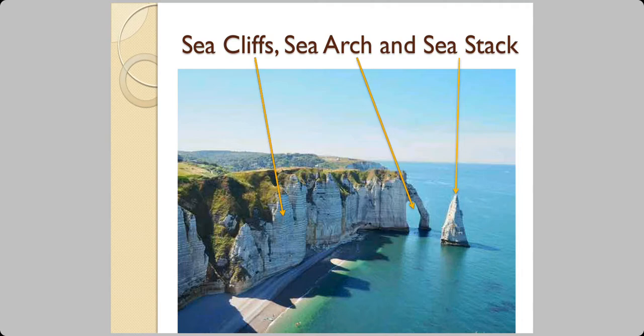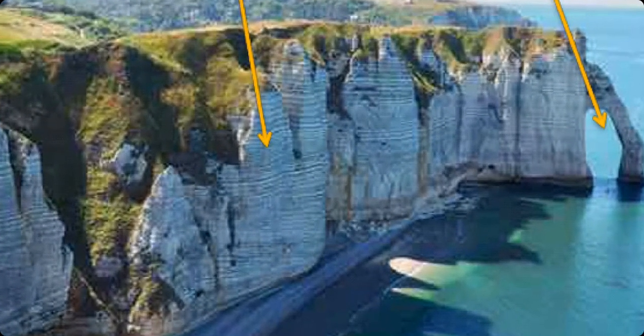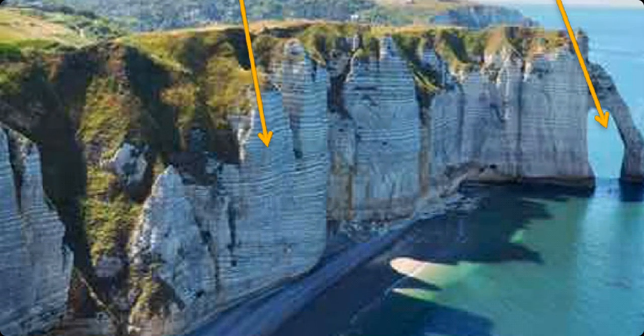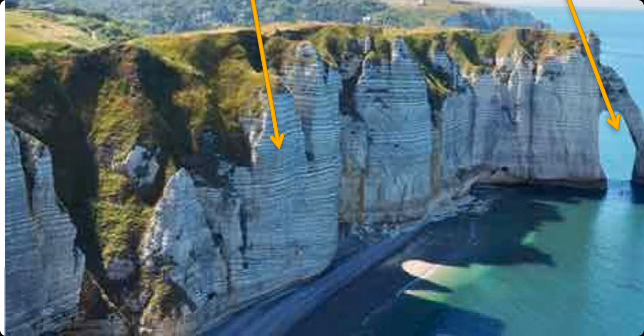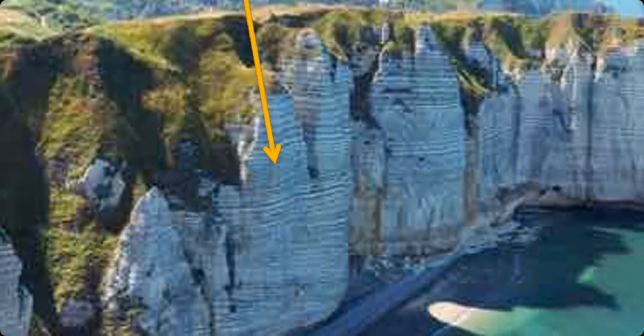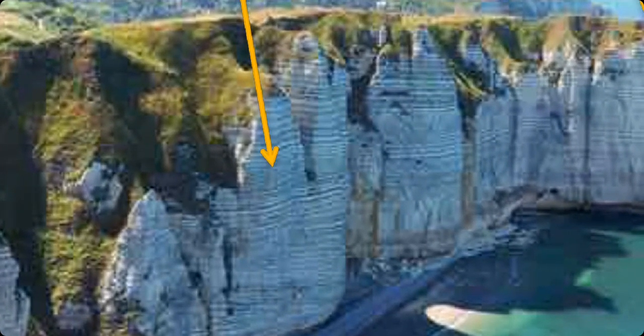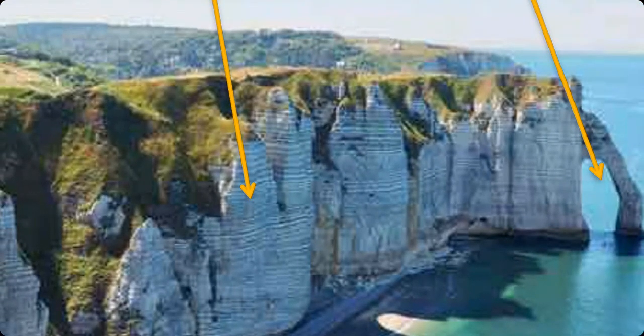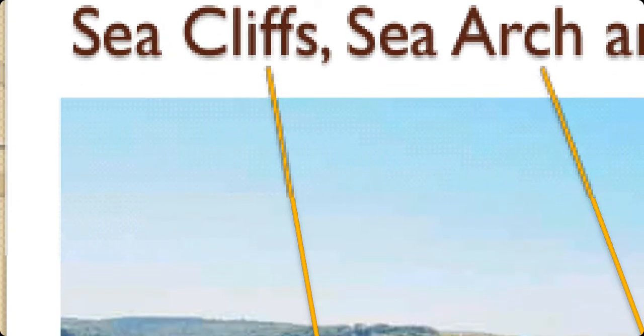Now, in this picture, you can see all these three things. This white mountain-like thing is the sea cliff. Look at the vertical side, and also notice the layer-like rock. This is an example of a sedimentary rock because layer upon layer of sediment has been deposited here. So, this is a sea cliff.